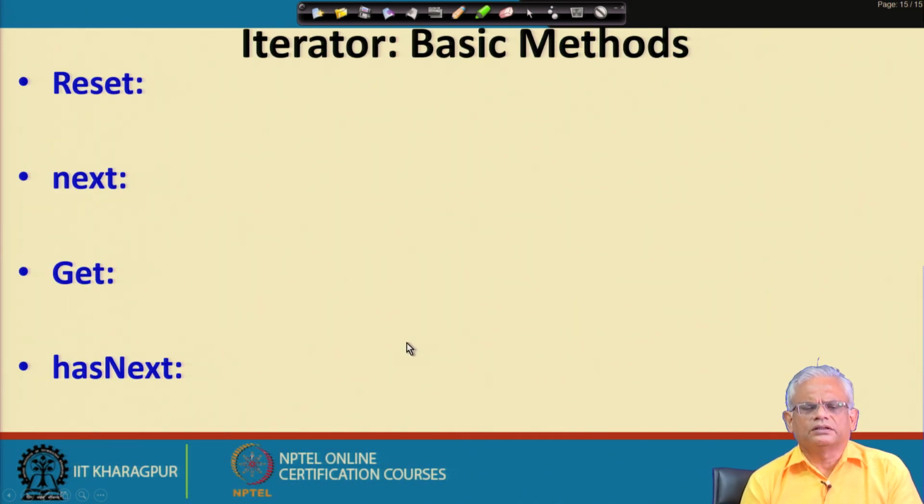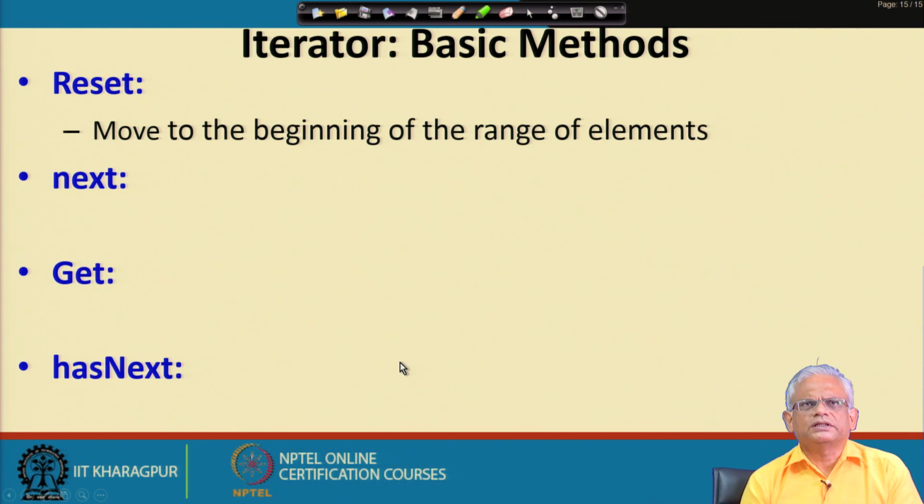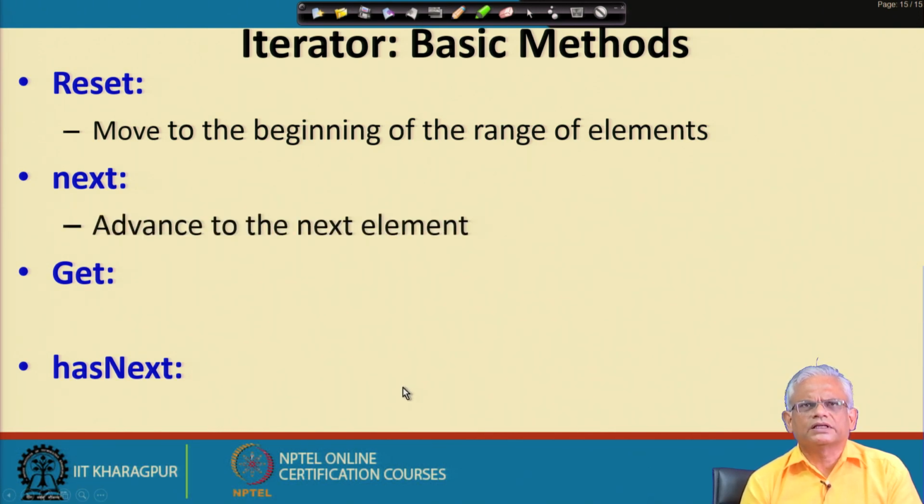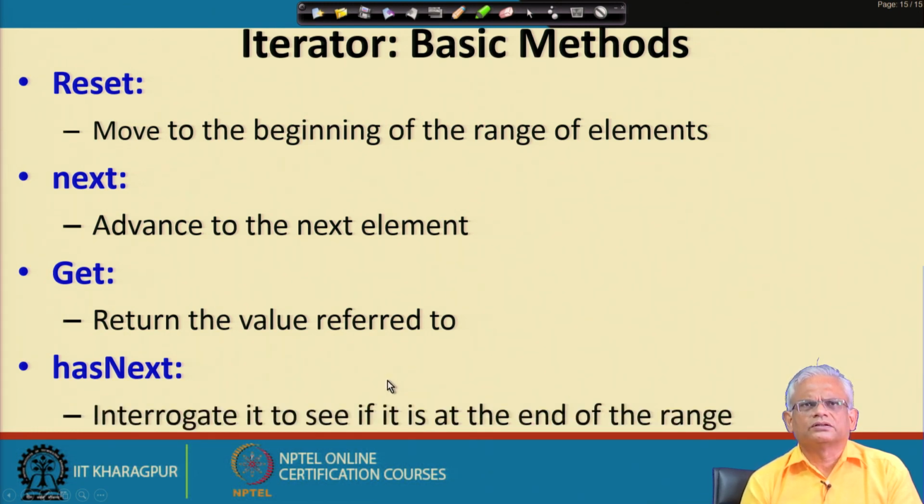In the iterator pattern, the basic methods that are supported by the iterator are reset, next, get and has next. Reset, intuitively clear, moves to the beginning of the range of elements. Next advances to the next element. Get returns the current value that is referred to. Has next interrogates to check if there are more elements in the range or we have reached the end of the range.